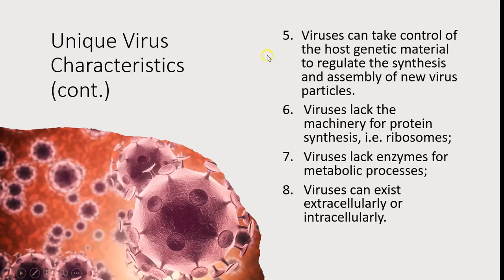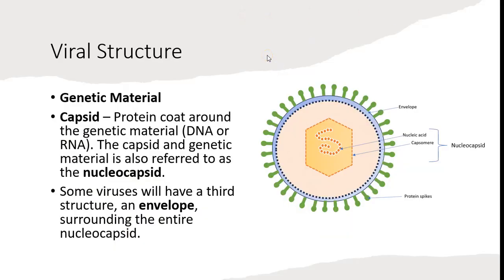So let's look a little bit here at the viral structure. The virus is going to consist of genetic material. That's going to be a nucleic acid, either RNA or DNA. Around that genetic material, there's going to be a protein coat called a capsid. Collectively, that protein coat and genetic material is known as the nucleocapsid. And then some viruses are going to have an envelope, a third structure, if you will, that is surrounding the entire nucleocapsid. So let's take a little bit deeper dive into each of these components.